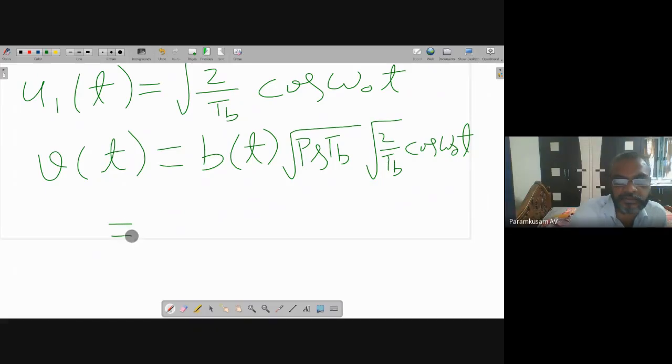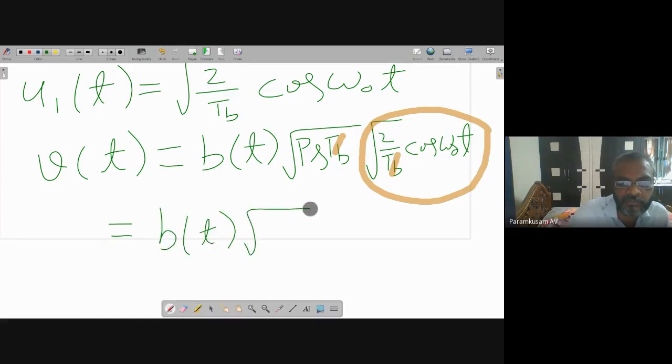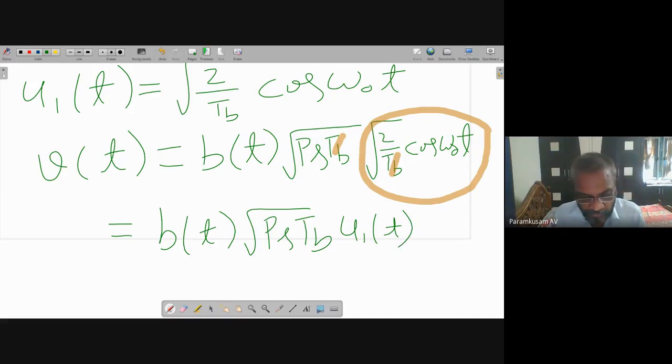This is equal to the right, kada. TB gets cancelled, the root of 2 PS cos omega naught unnate kada. But this is U1 of t. So this is equal to B of t into root over PS TB into U1 of t. Okay?